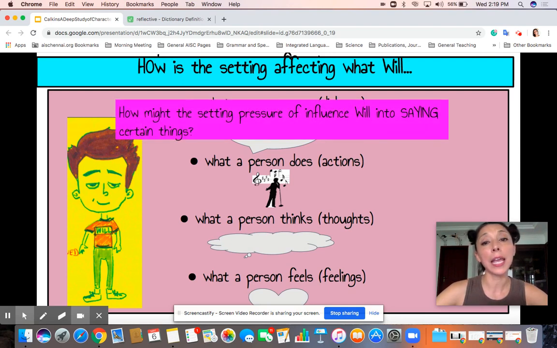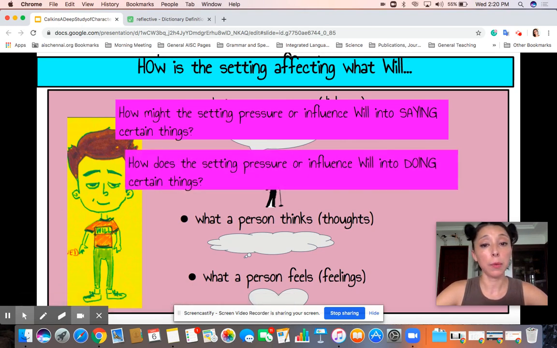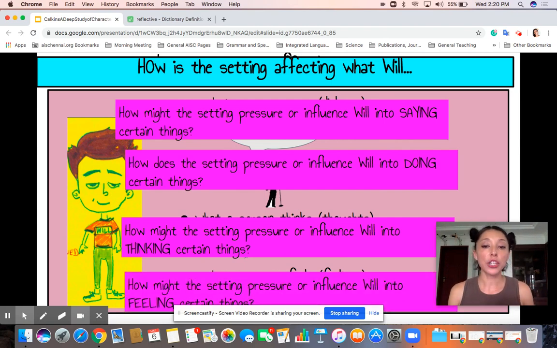How might the setting pressure or influence Will into saying certain things? How might the setting in The Fight pressure or influence Will into doing certain things? How might the setting in the story, The Fight, pressure or influence Will into thinking certain things? And how might the same setting pressure or influence Will into feeling certain things?